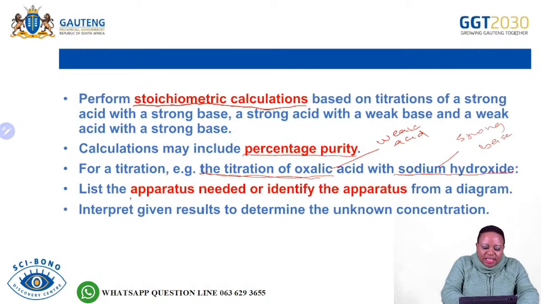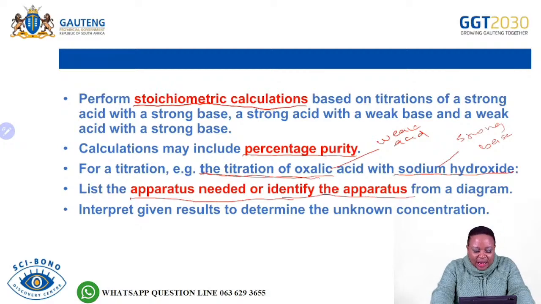You also need to list the apparatus needed or identify apparatus for the diagram, and also interpret the given result to determine the unknown concentration. So as I said, during our titration processes, we will definitely need to know the unknown concentration and also sometimes calculate the unknown concentration.